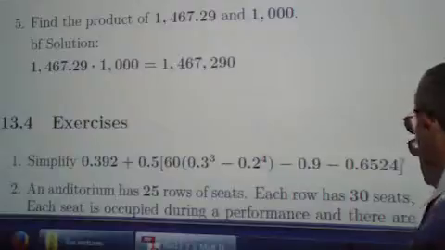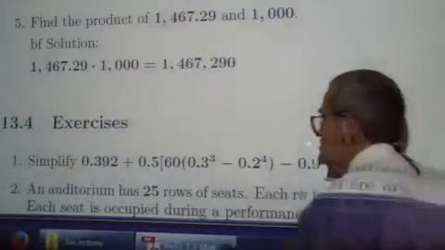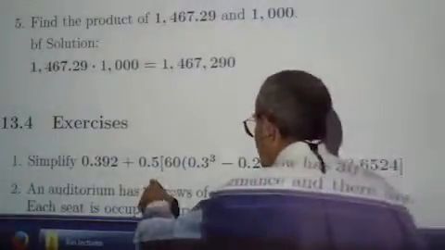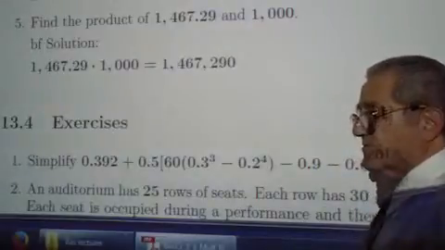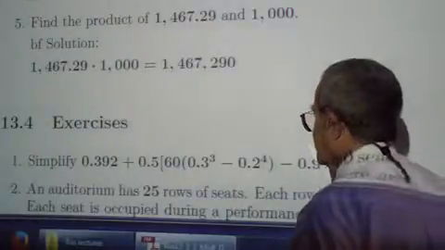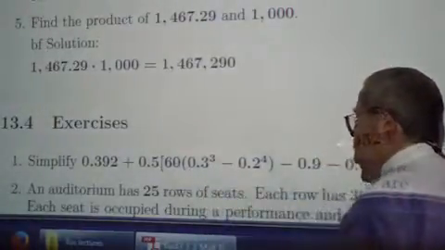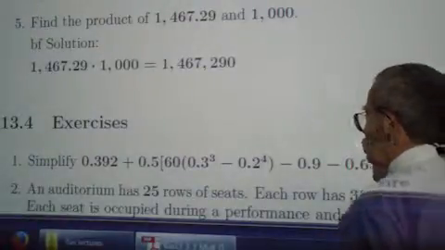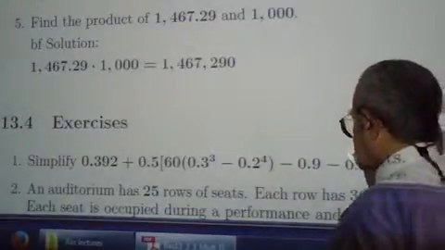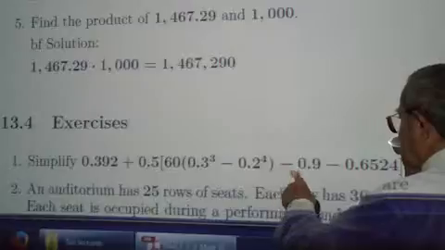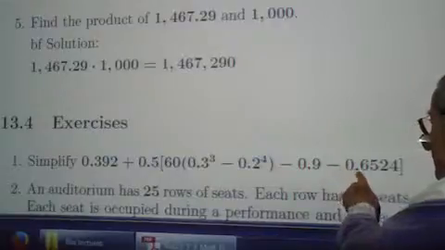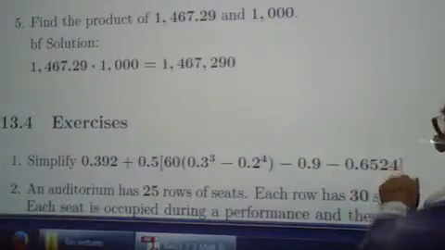The first one, simplify 0.92 plus 0.5, open brackets, 60 times, open parentheses, 0.3 to the power 3, minus 0.2 to the power 4, close parentheses, minus 0.9, minus 0.6524, close brackets.